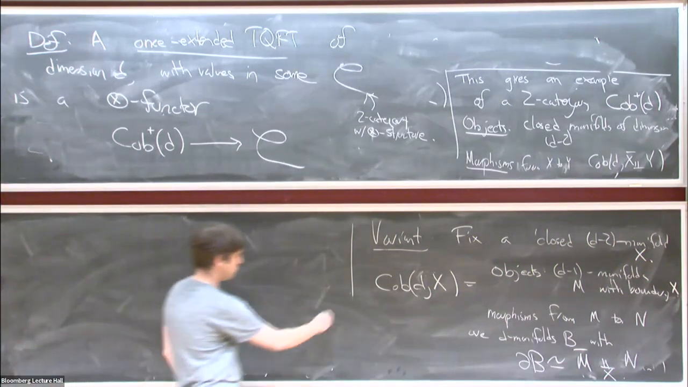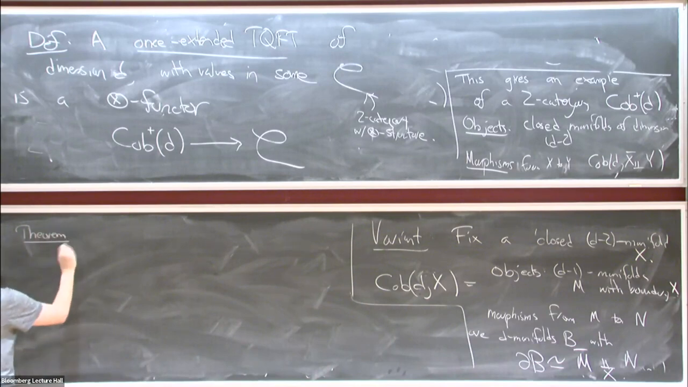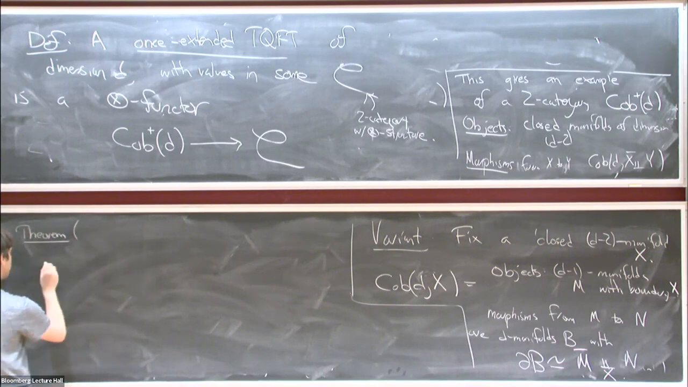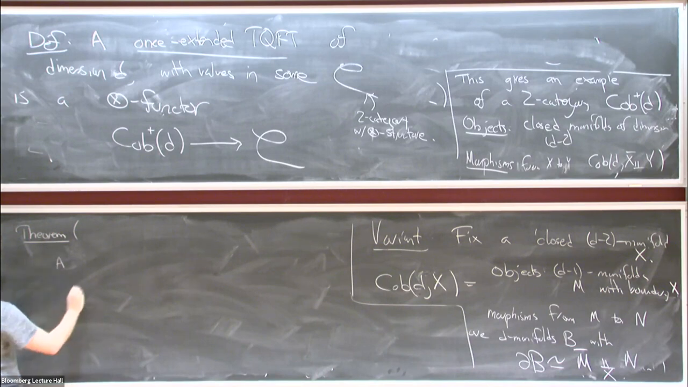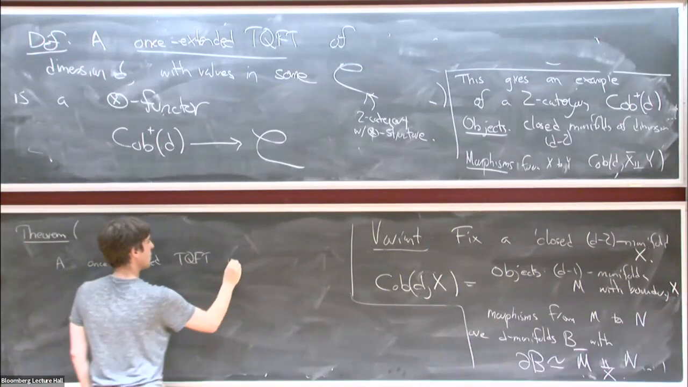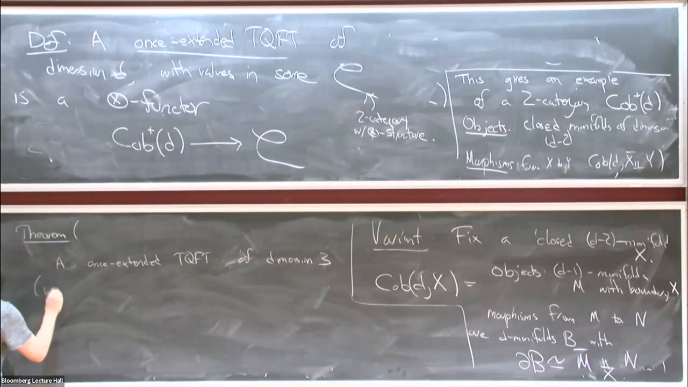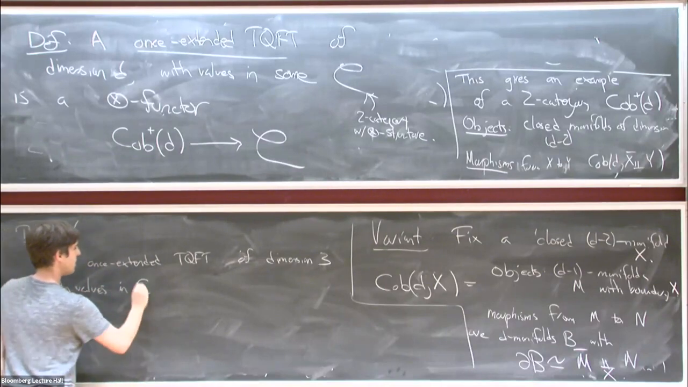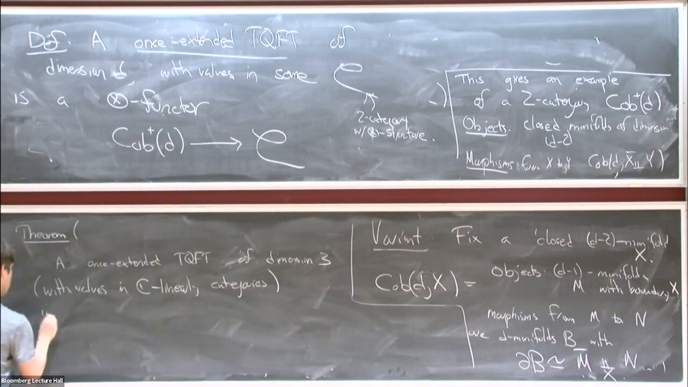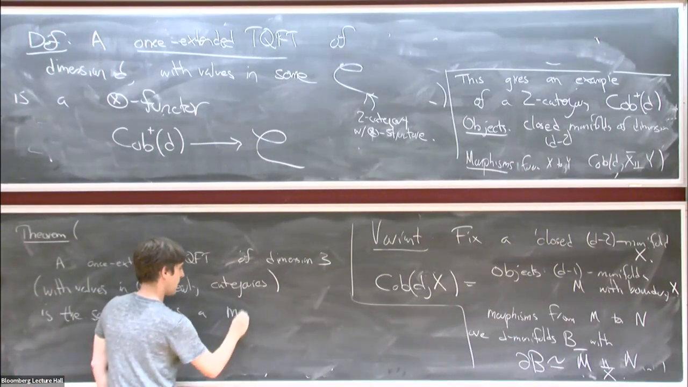So let's say a theorem, I think this is a recent theorem in full detail, but let's say it essentially goes back to Reshetikhin and Turaev, is that a once extended TQFT of dimension three, let's say with values in C linear categories properly interpreted, is the same data as a modular tensor category.